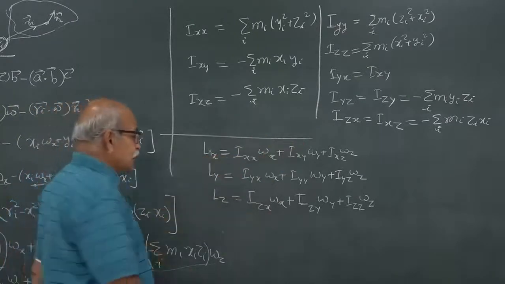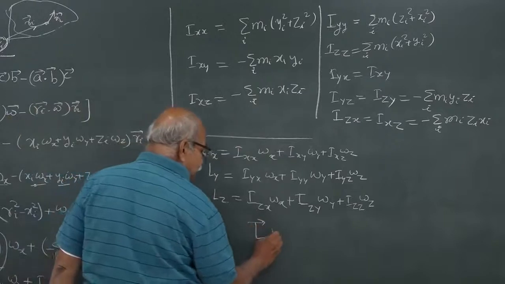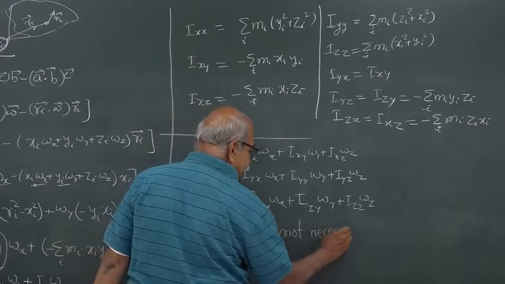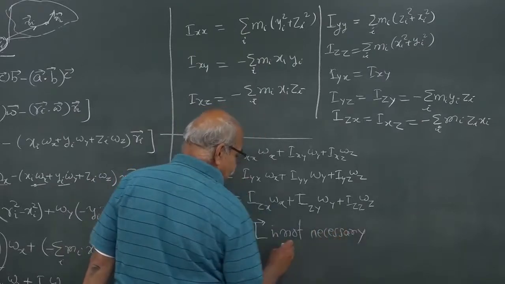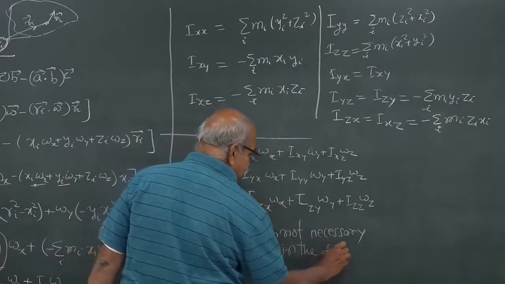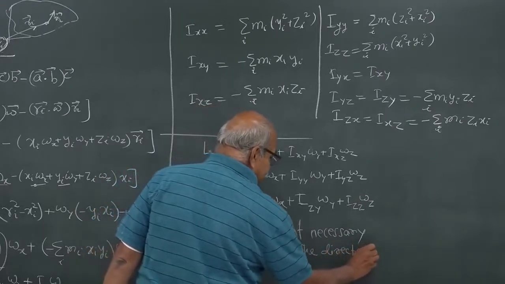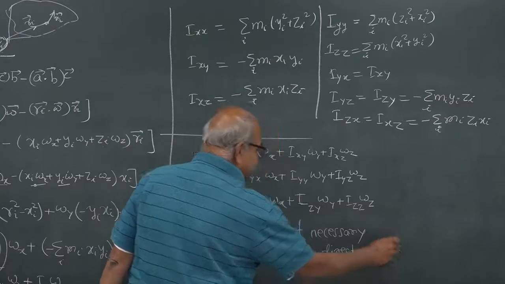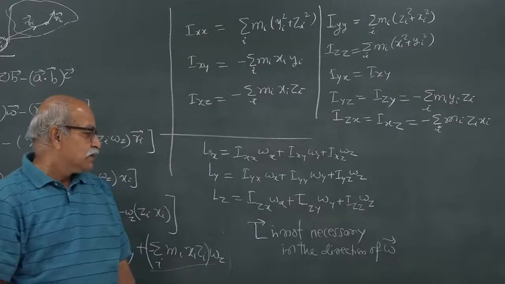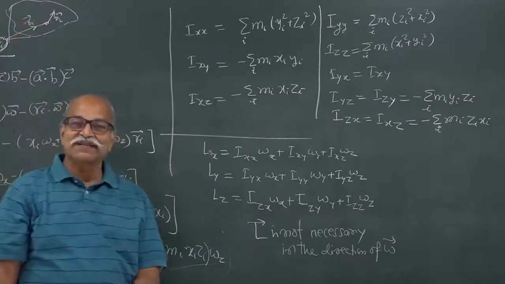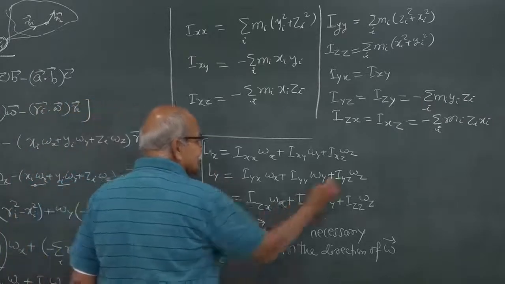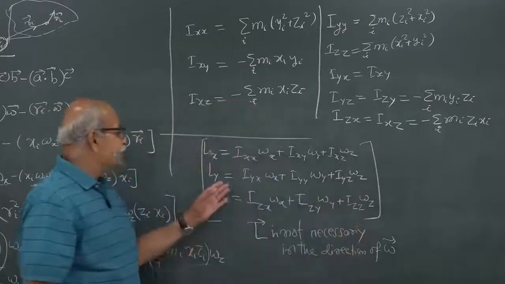So, remember L is not necessarily in the direction of omega. The idea that angular momentum is necessarily in the direction of the axis of rotation is wrong, it is not. Here is the relation, and in this relation you can write this relation in a matrix form.